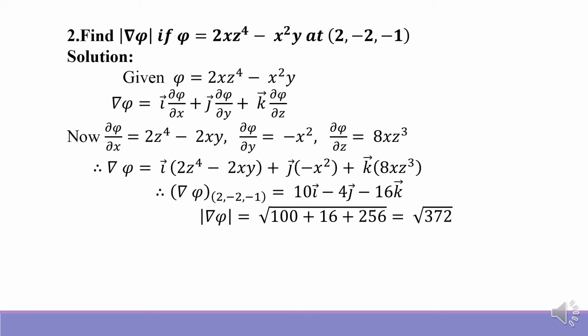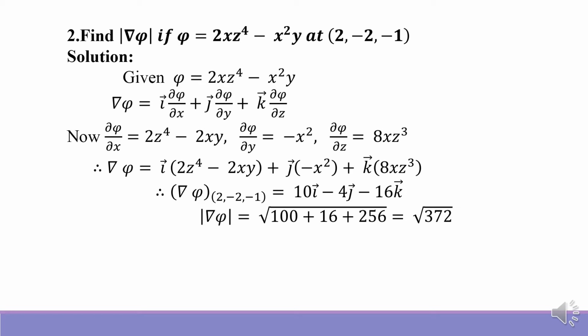First, partially differentiate phi with respect to x, that is dou phi by dou x, 2z power 4 minus 2xy. Then partially differentiate phi with respect to y, that is dou phi by dou y: there is no y term, so 0, minus x square into 1, minus x square. Then partially differentiate phi with respect to z, that is dou phi by dou z, 8xz cube. Then del phi equal to vector i into the value of dou phi by dou x plus vector j into the value of dou phi by dou y plus vector k into dou phi by dou z. Then find del phi at the point 2 comma minus 2 comma minus 1.